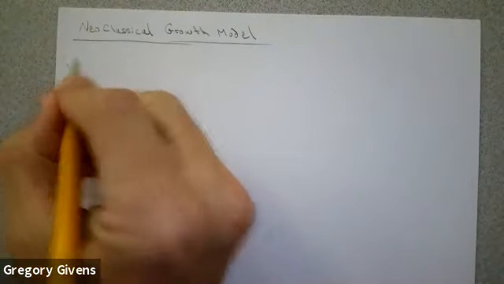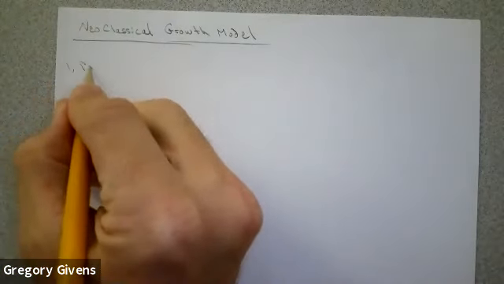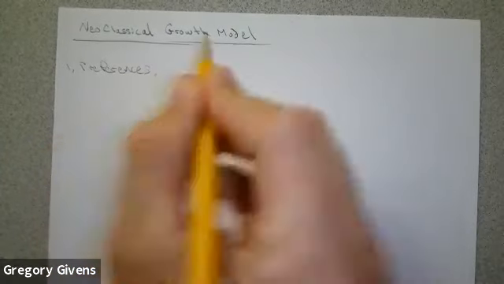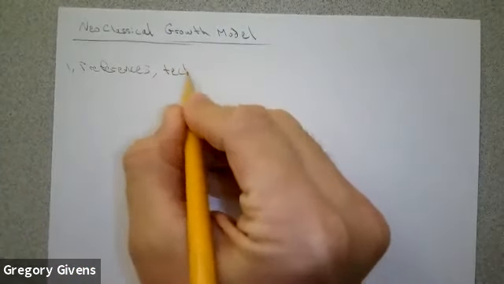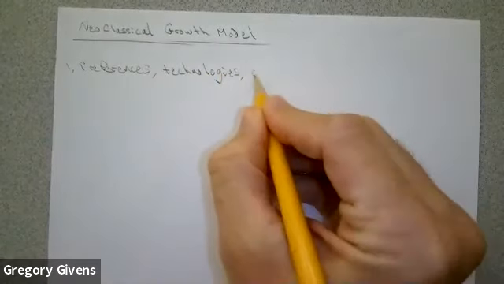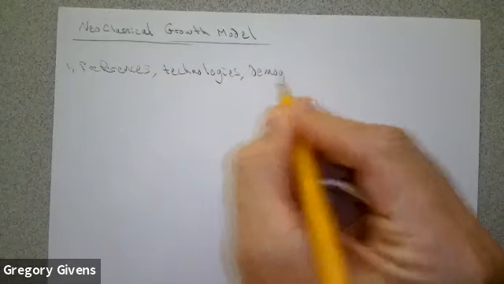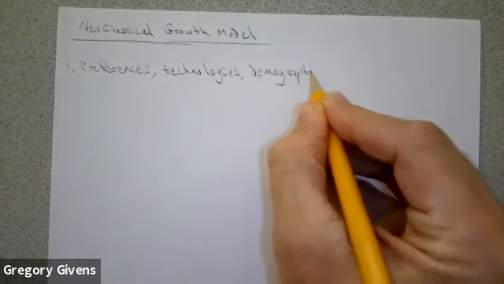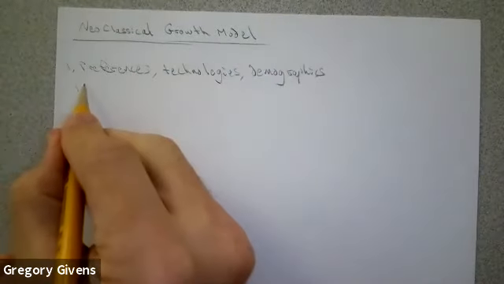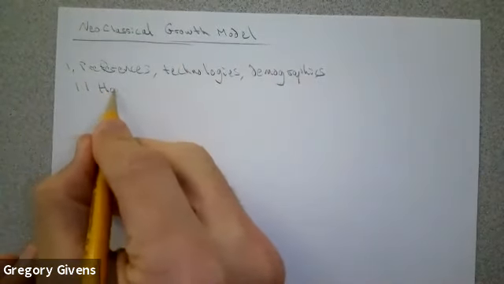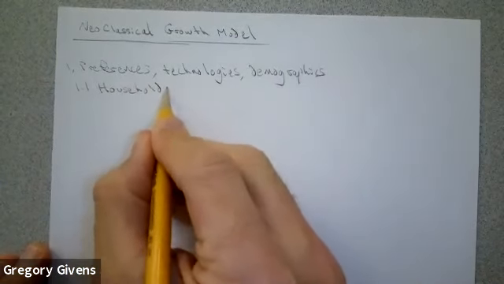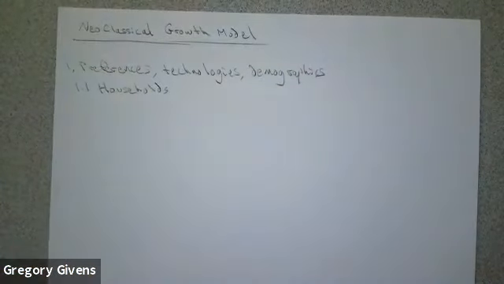All right, let's first talk about preferences, technologies, and demographics. All right, so first off, let's talk about the households. Those are the key agents of the model. The firms in this model behave just the same as they have in other models past.